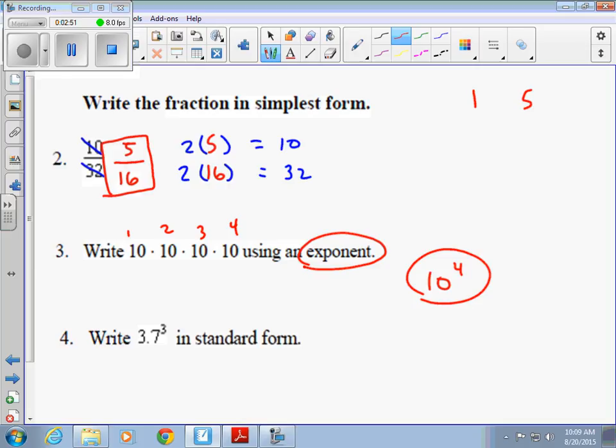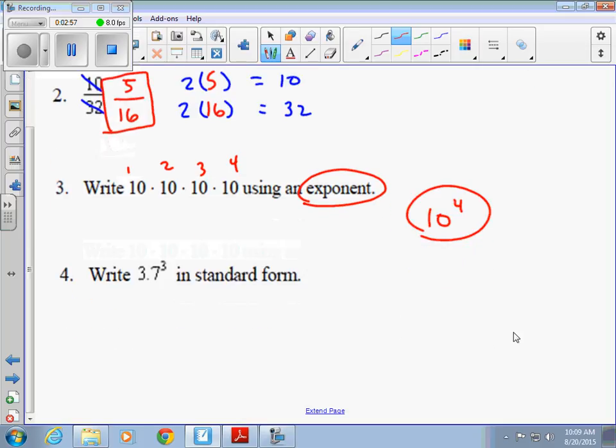Now, number 4 talks about scientific notation. I'm sorry, not scientific notation. We hadn't quite got there yet, but write it in standard form. Oftentimes, when you see that term, standard form, it goes with scientific notation. That's why I made that mistake. But 3.7 to the 3rd power means 3.7 times itself 3 times. This is the reverse of what number 3 was. So 3.7 times 3.7 times 3.7.